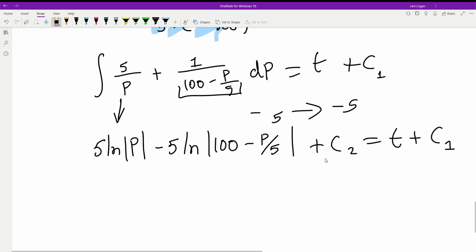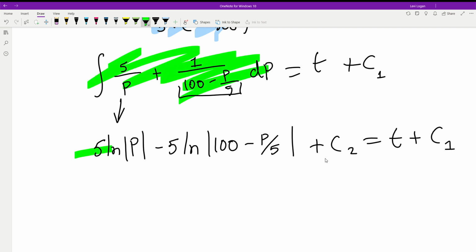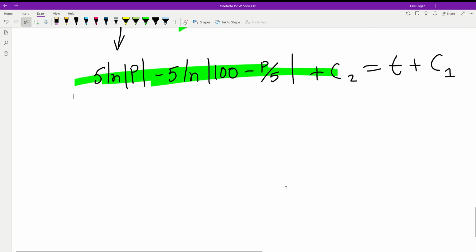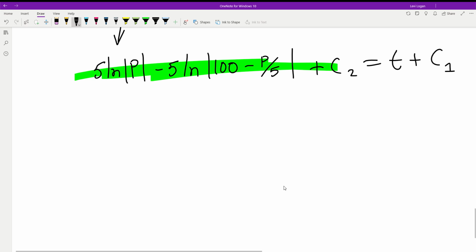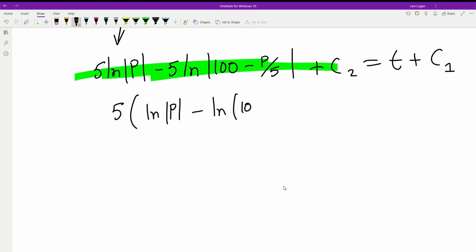Okay? So hopefully you can see what I've just done there. So those turn into that. Okay? Now, what we can do if we want to is we take our factor of 5. So we have ln of P minus ln of 100 minus P over 5 plus, now here I'm just going to move the C to that side here.